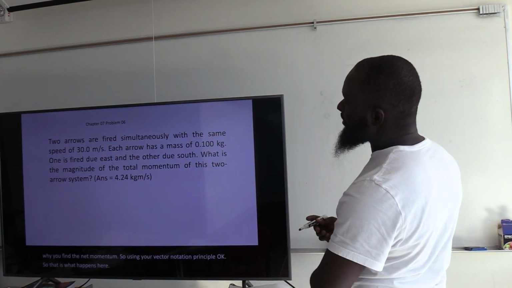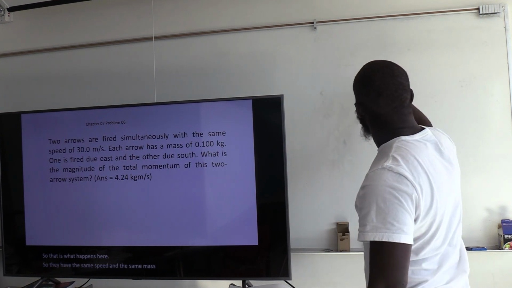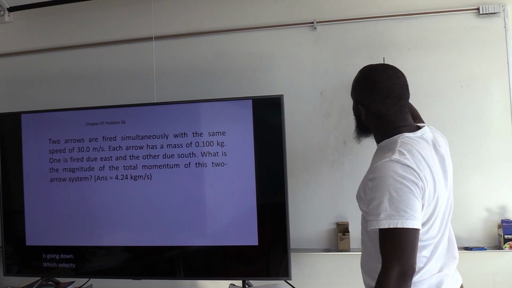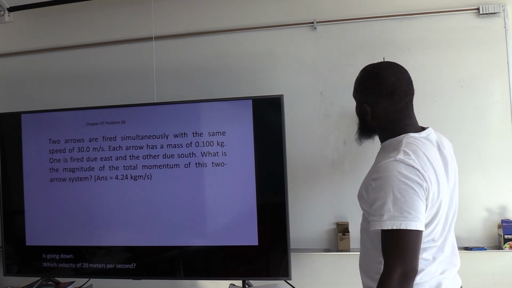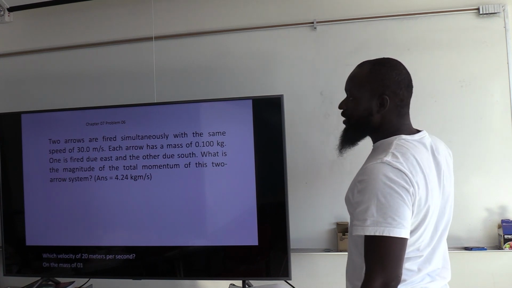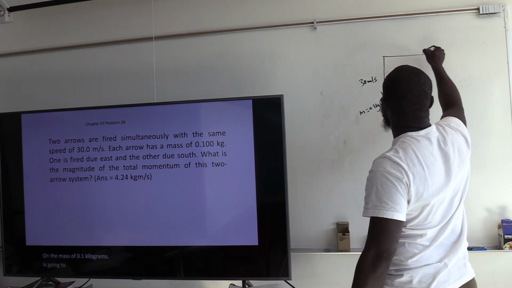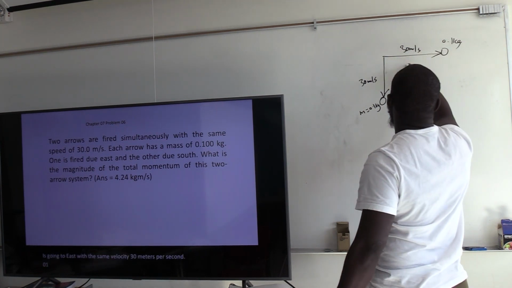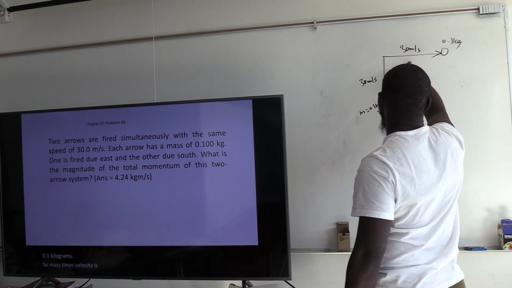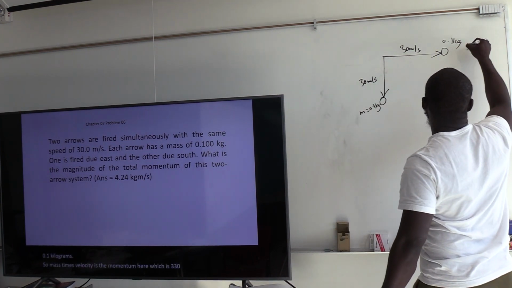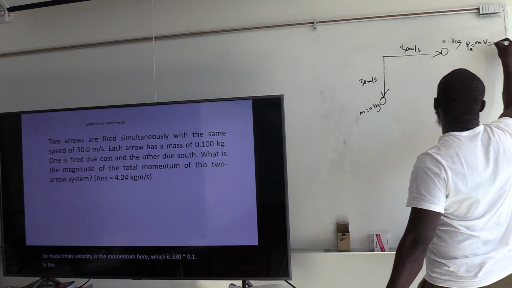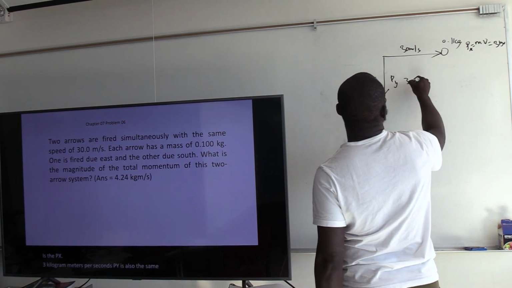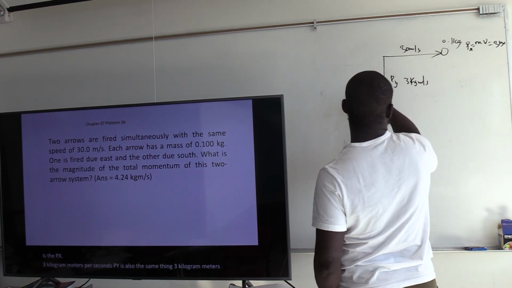They have the same speed and the same mass. One is going due south with a velocity of 30 meters per second and a mass of 0.1 kilograms. The other is going due east with the same velocity, 30 meters per second, and 0.1 kilograms. Mass times velocity is the momentum, so px is 30 times 0.1, which is 3 kilogram meters per second. Py is also 3 kilogram meters per second.